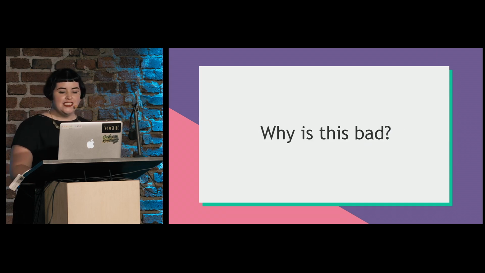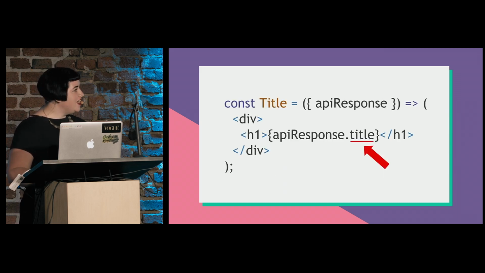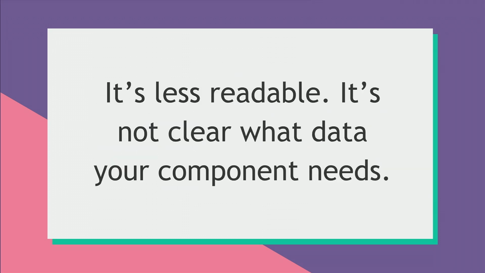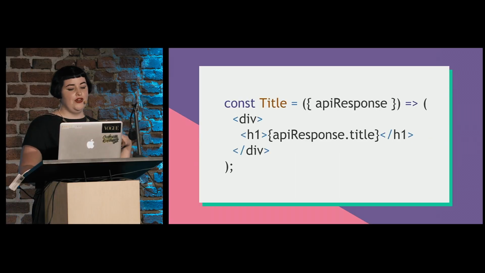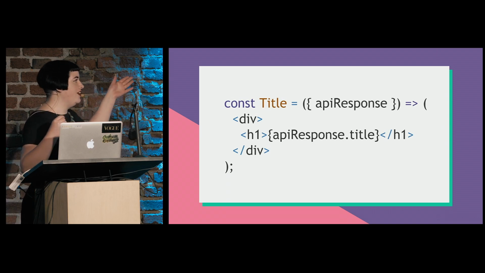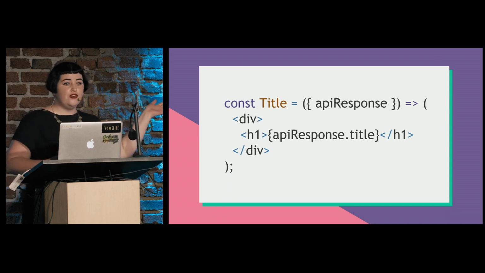Why is this bad? Well, if the API changes, then you have to update your components. So if the API developer changes that property from title to head, then we would have had to update our component, which we should not have to. It's also less readable because it's not clear what data your component needs. So if I'm a new developer and I come to the code base and I look at this component, it's not clear to me what values I need to give this component in order to have it successfully render.